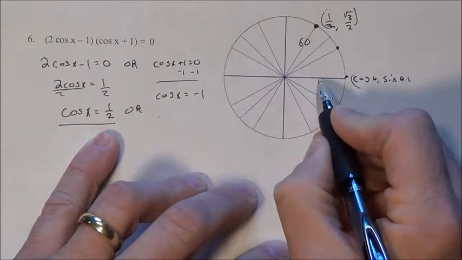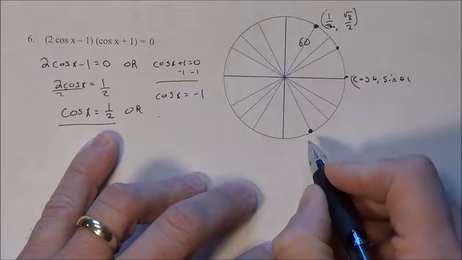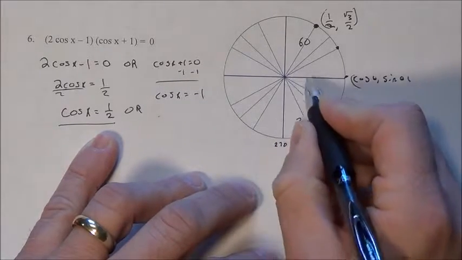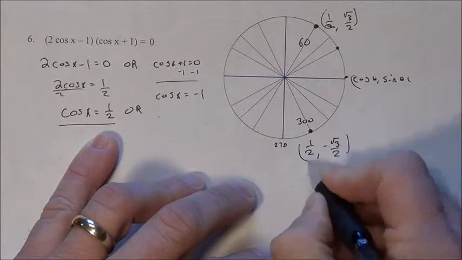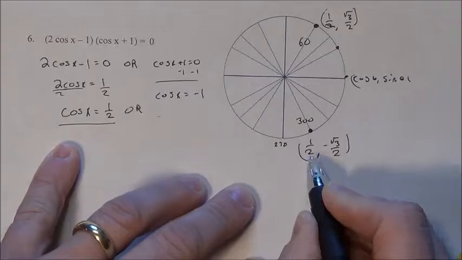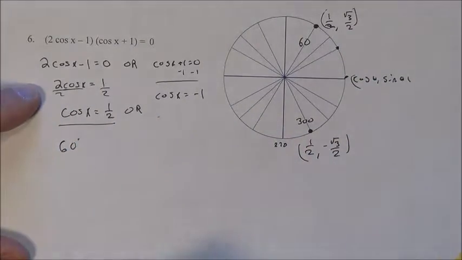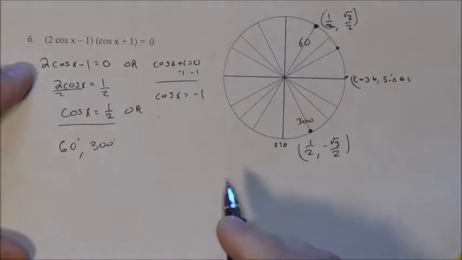Now remember, when else did we come over a half? You did it when you were right here. Remember, this is 270, so this is 300. This we came over a half, went down root 3 over 2. Again, don't care about the sine value. We're just looking for this cosine value to be a half. So for this guy, it's happening when we got 60 degrees or 300 degrees.